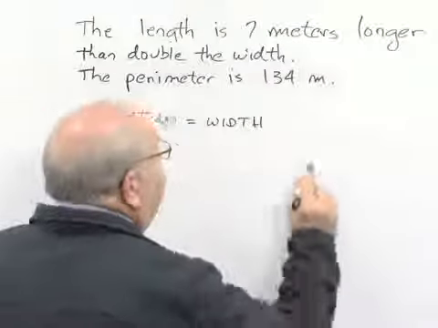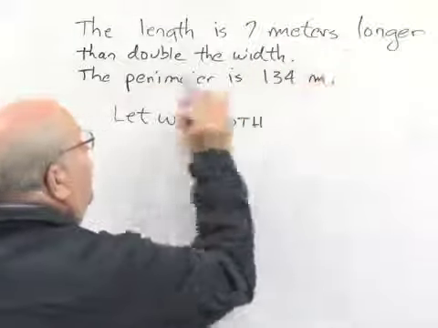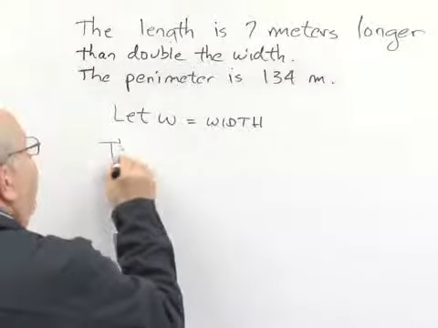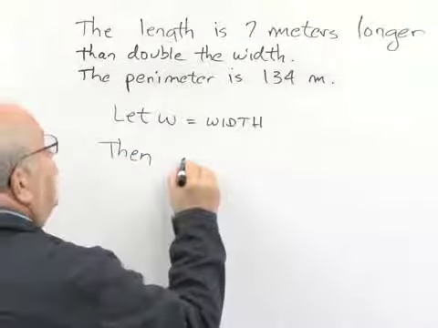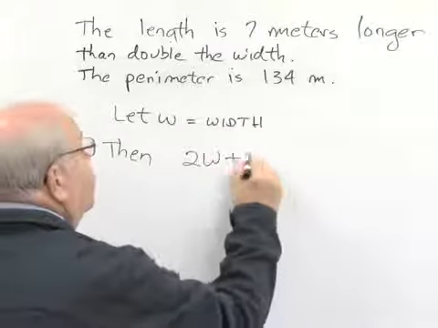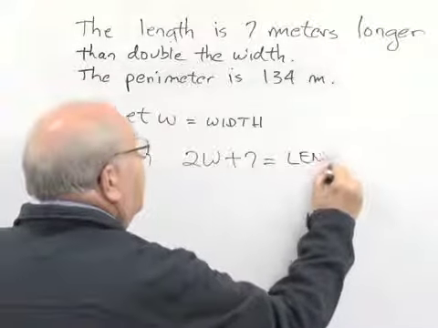Now, the length follows from that. The length is 7 meters longer than double the width. So then, if we took double the width and 7 meters longer, that would be an expression for the length.